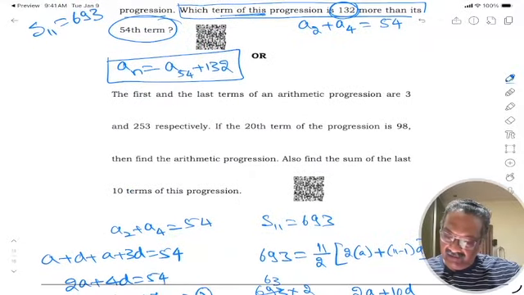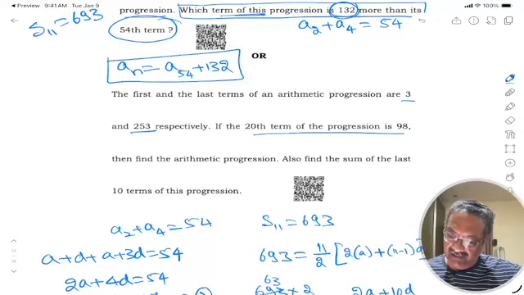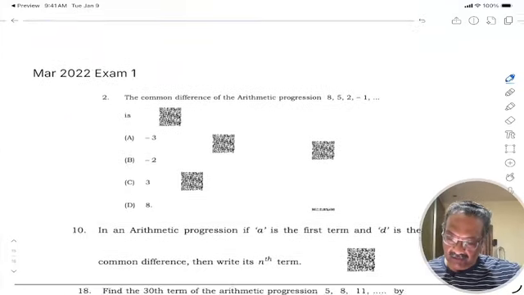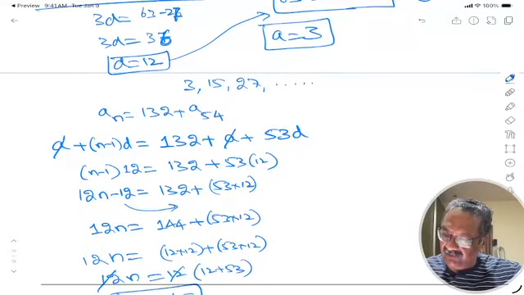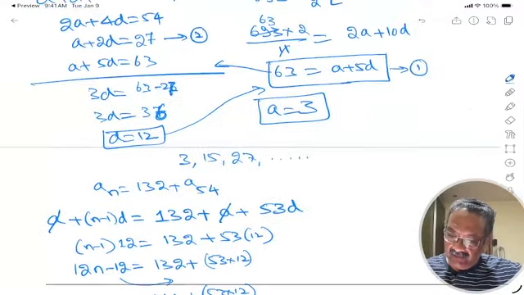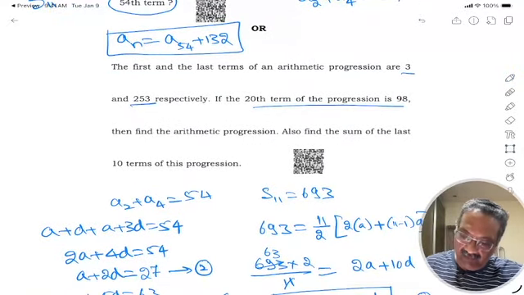Okay, similarly, the first and last term are 3 and 253, if the 20th term of the progression is 98. So this is also a repeated question. Above one of the question paper it is there, similar one. I think you can do this. Or let me solve it. It is better because I have asked for the last 10.